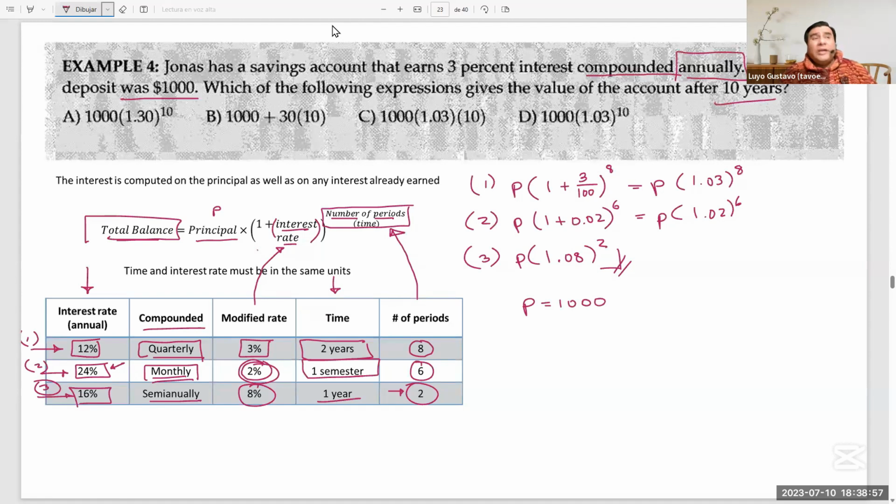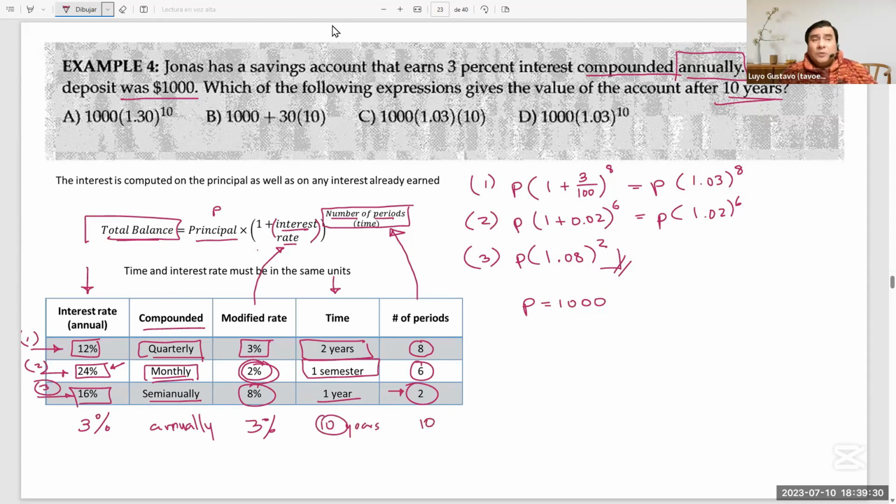What is the interest rate? It's given as 3%. This is an annual interest rate, and it says compounded annually. So we don't need to calculate the modified rate because the interest is earned every year. So the modified rate continues to be the same because it's compounded annually. All right. The duration of the investment, 10 years. So we can use directly this value. The number of periods would be 10 because the interest is earned every year.